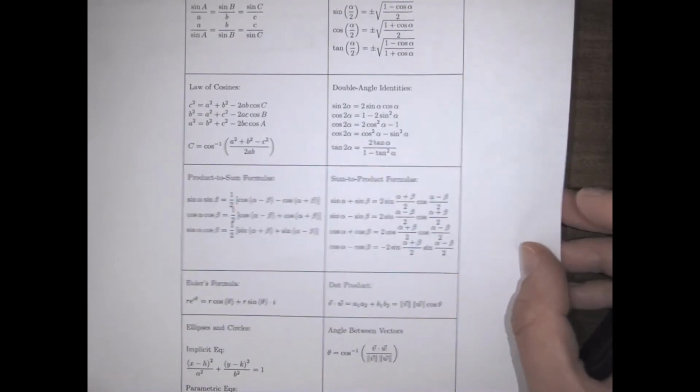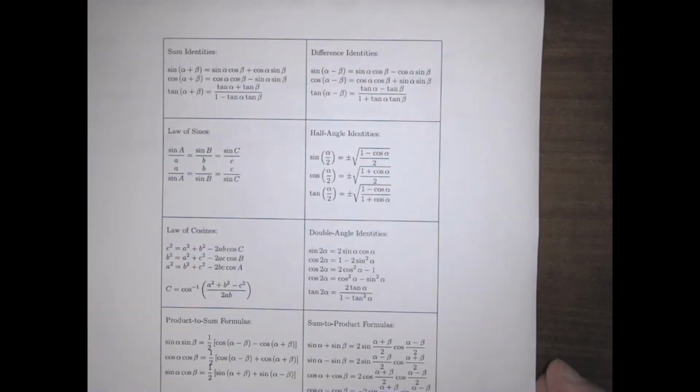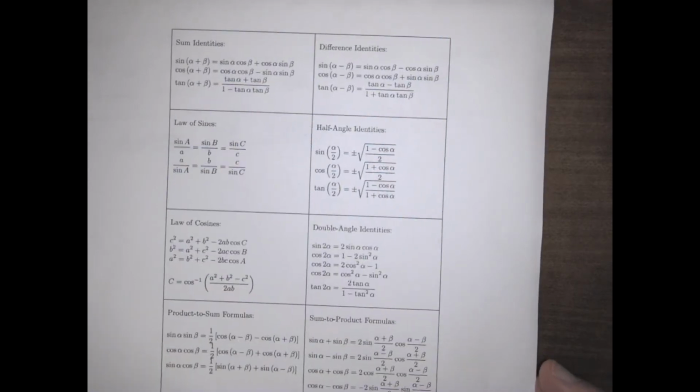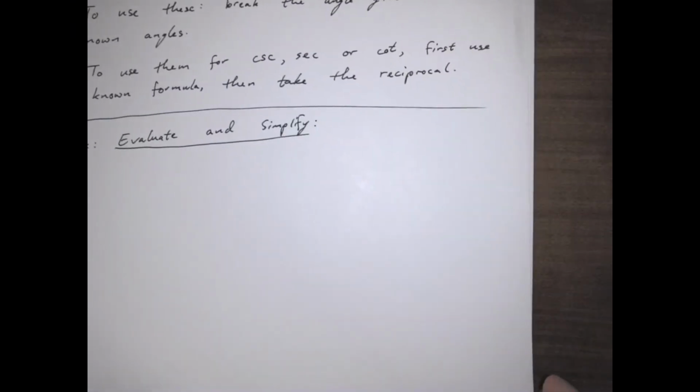You can use this instead of trying to commit all of these various formulas that we're about to be unveiling into your memory. So right here, what we have on the very first two boxes are the sum identities and difference identities, as we just wrote them now. So you can use this as a substitute for having to memorize all of these different formulas.